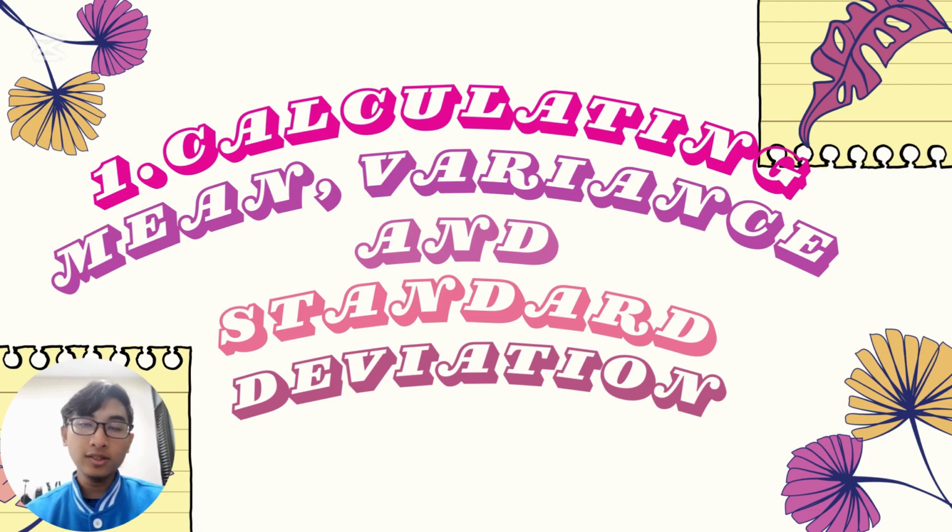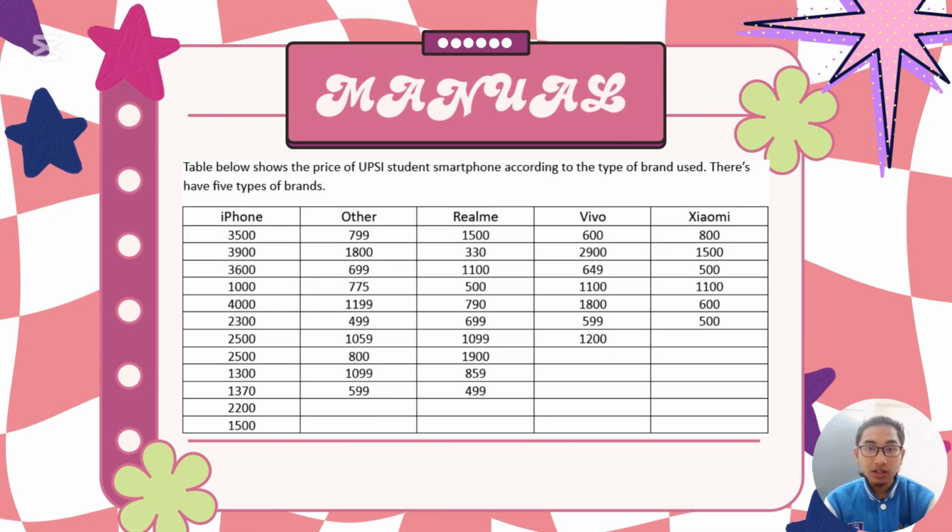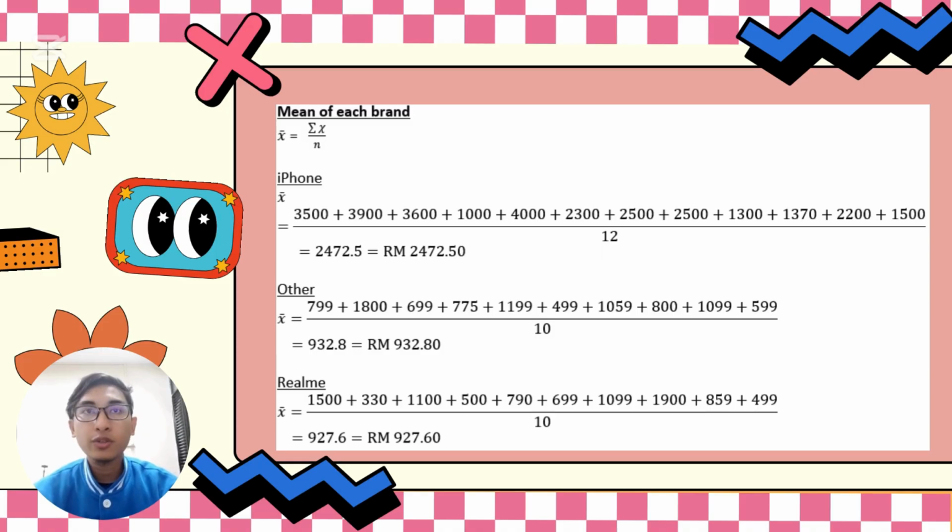For the first part of our analysis, we search for the mean, variance, and standard deviation. This is the result of our Google Form. For the first one, we search for the mean of each brand using the formula ΣX over N, where ΣX is the sum of prices for each brand, and N is the number of respondents that use that particular brand. So for iPhone, we got 2,472 ringgit and 50 cents. For others, we got 932 ringgit and 80 cents. And for Realme, we got 927 ringgit and 60 cents.